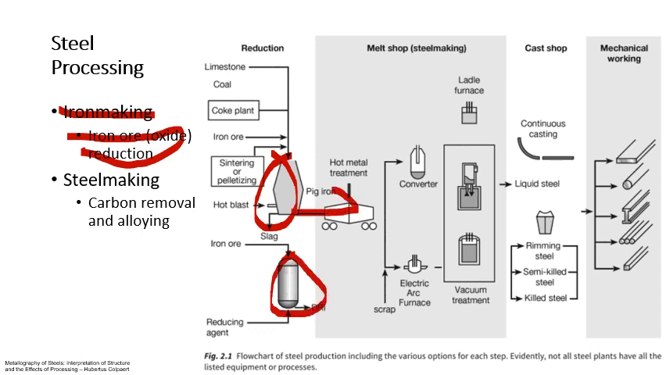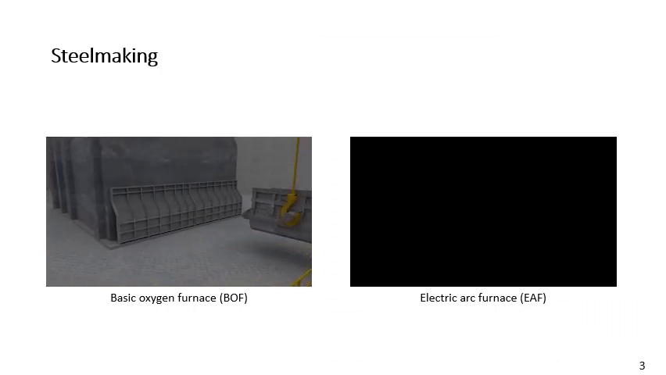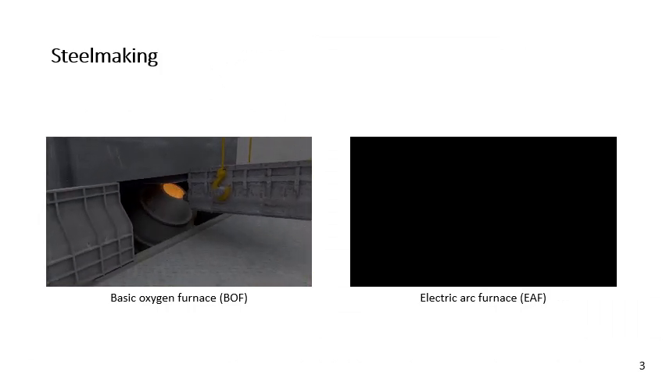Now we're at this point where the iron is ready to move into the steel making process, the purpose of which is to remove the carbon and to alloy. And we're going to look at these two processes right here first, the converter and the electric arc furnace. We'll start first with the basic oxygen furnace for steel making.